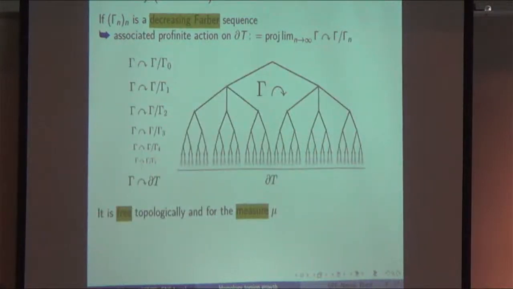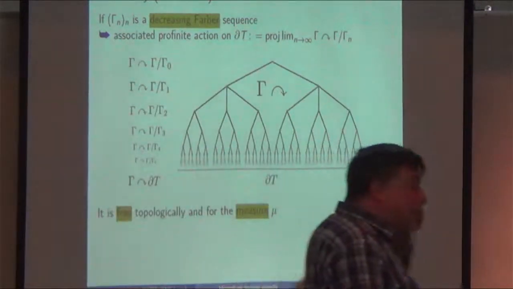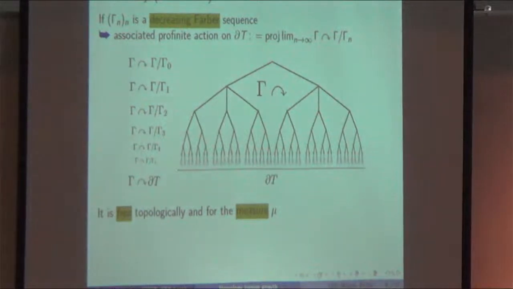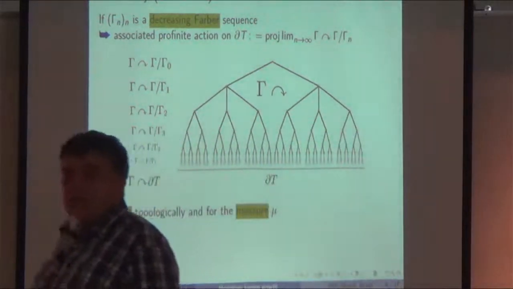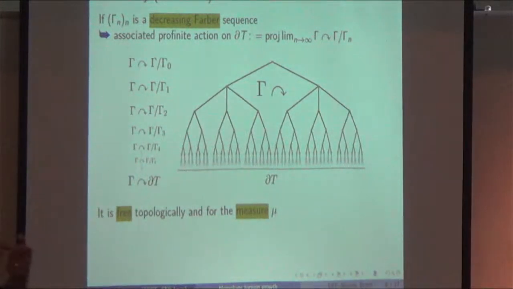And now if you consider a decreasing sequence of Farber, now it's a Farber sequence, okay? So the limit is free. It is free in the sense of the topology, and it is also free in the sense of the measure. This should connect with the talk of Olga this morning.